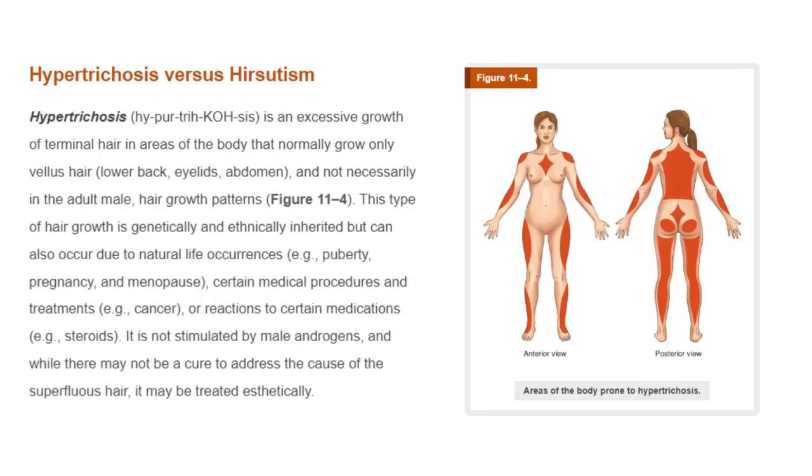Hypertrichosis versus hirsutism. Hypertrichosis is an excessive growth of terminal hair in areas of the body that normally grow only vellus hair: lower back, eyelids, abdomen, and not necessarily in the adult male hair growth patterns. This type of hair growth is genetically and ethnically inherited but can also occur due to natural life occurrences, for example puberty, pregnancy, and menopause, certain medical procedures and treatments, for example cancer, or reactions to certain medications, for example steroids.